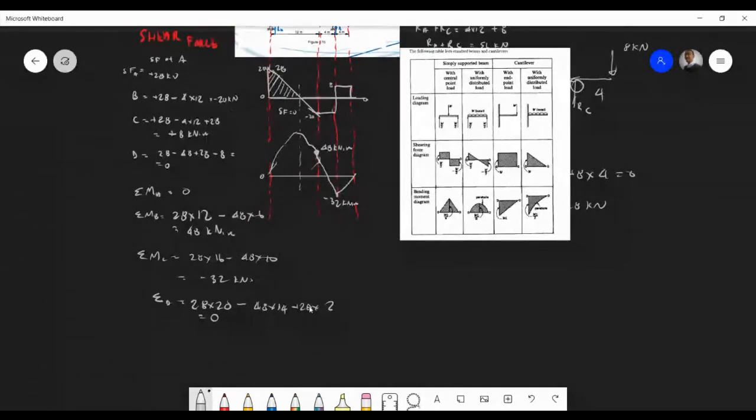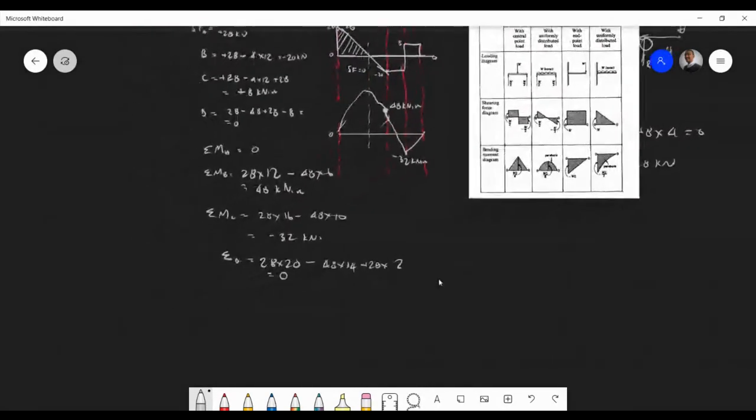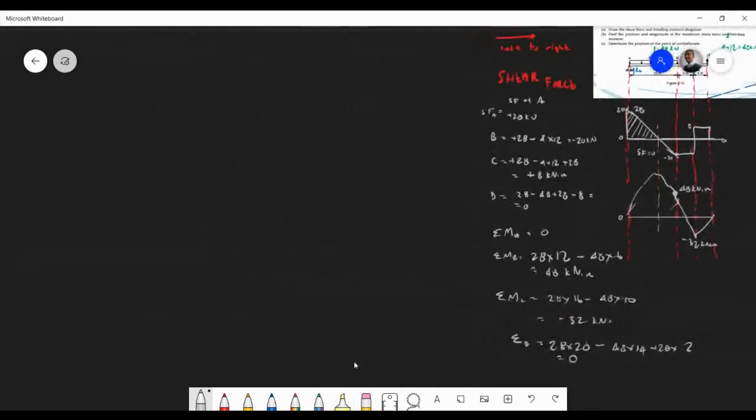Yeah, very good observation. So now let me tell you something. If I'm going to do a scenario, if you had a diagram like this and you had the UDL like that, right? Then your bending moment diagram will look like this. Exactly like that.